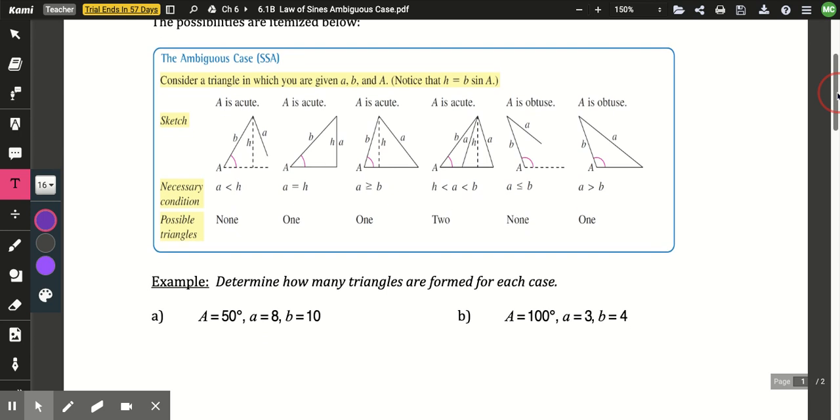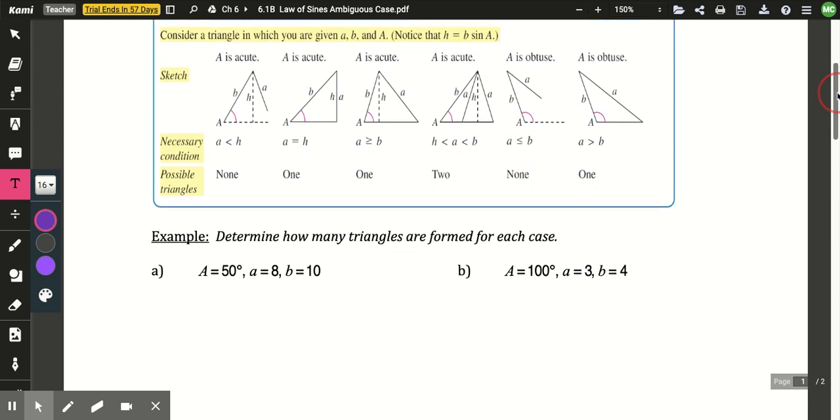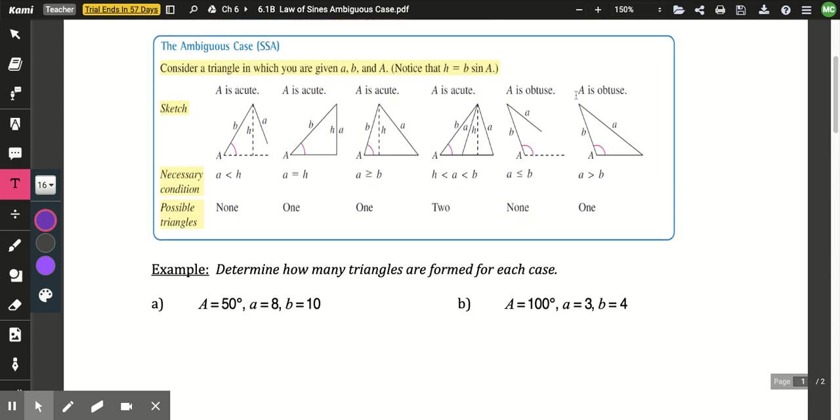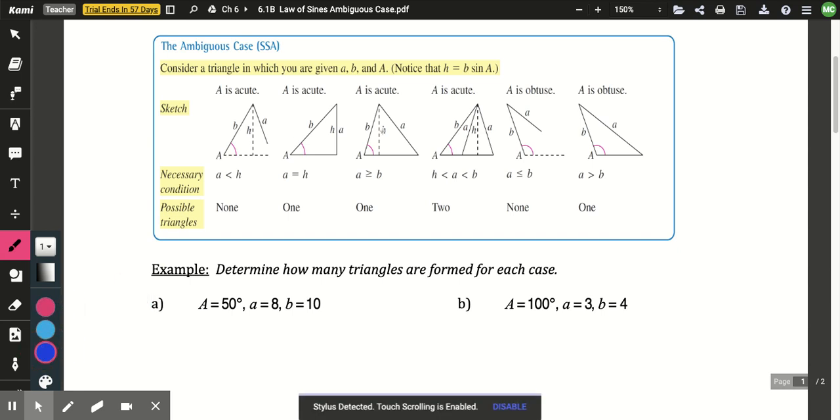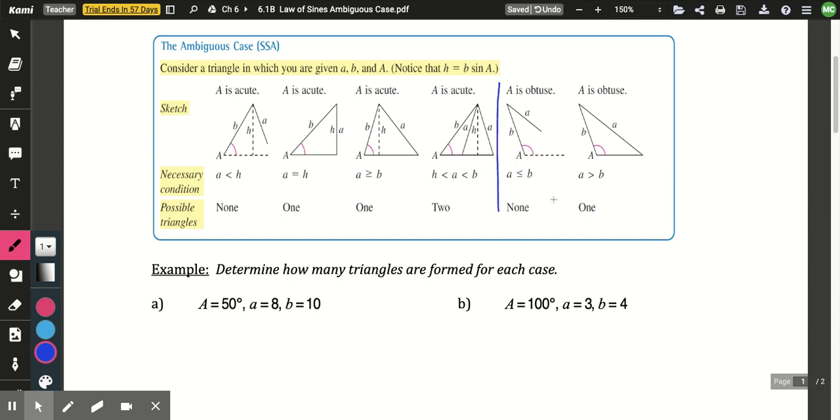So rather than going through and looking at those and really belaboring it, the only ones I really want to look at would be if the angle is obtuse, because I think this is kind of a nice way to look at it here. So if the angle that they give you is obtuse, you have two possibilities. Either you have one triangle or you have no triangles. There's no possibility for there to be two triangles on this one.